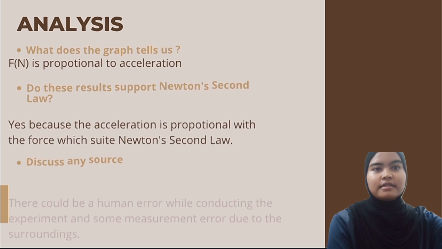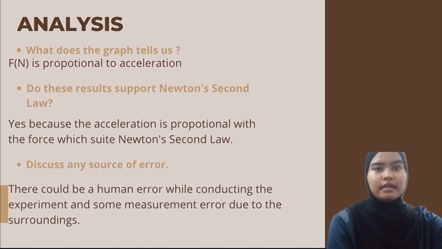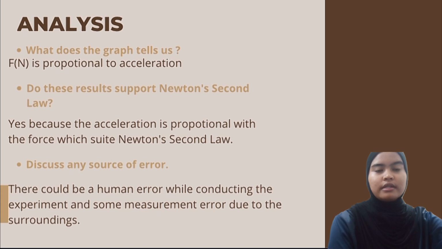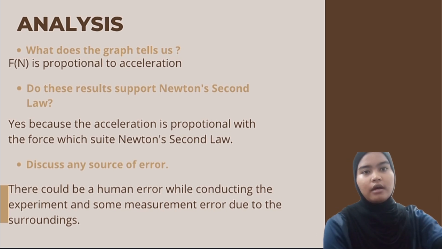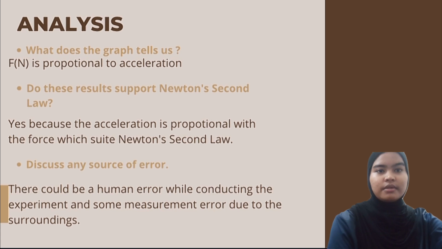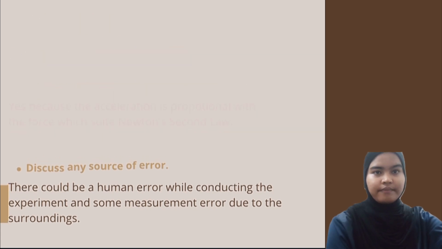Based on our analysis, the graph tells us that the force is proportional to acceleration. That means it follows Newton's second law, which states that acceleration is proportional to force and inversely proportional to mass. Now, there could be some error during our experiment. There could be human error while conducting the experiment and some measurement error due to the surroundings.